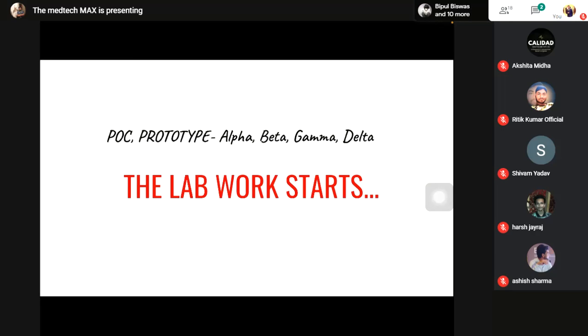Prototype is actually the thing that you want to make. So there you will have alpha, beta, gamma, delta. Like, first you will think about how the structure will look. First you will work on the working mechanism. You will work on the circuit board, the processing, the programming and everything. So then you will not have the external structure.